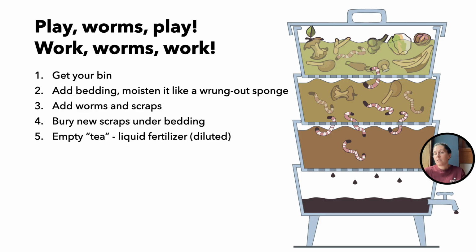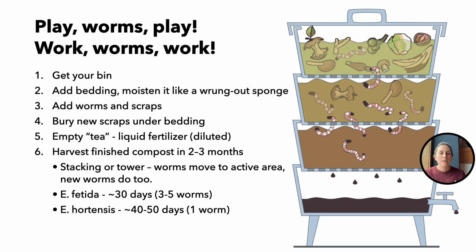And then you'll just have to go and check on it from time to time. If you've got a plastic bin, you're going to have to go through and empty the tea. If it lives outside, I just kind of ignore it, and that tea is just going to pass right on through. I go through and I empty the tea. That way I can get my worms out of there, because occasionally they'll go all the way down to the bottom instead. And then harvest your finished compost in 2 to 3 months.